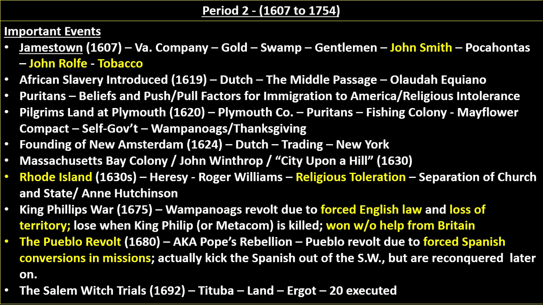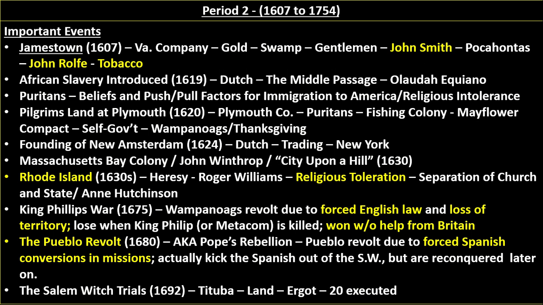The Pueblo Revolt is huge. You've got to be able to study that. In 1680, the Pueblo Revolt breaks out in the Southwest. It's also known as Pope's Rebellion. And the reason it happened is Native Americans, the Pueblo, revolted because of the Spanish conversions and missions. So the natives were being sent to missions and forcibly converted.